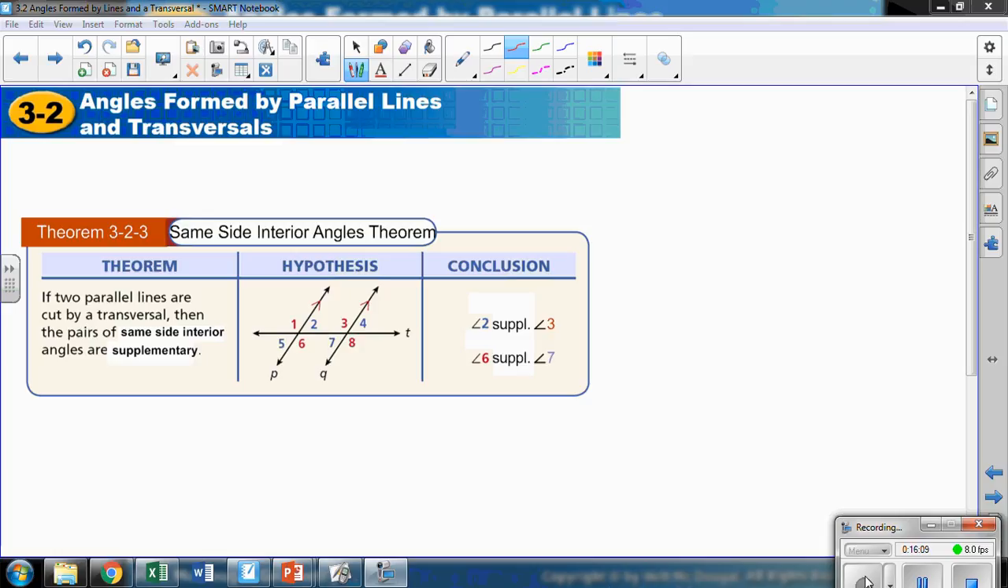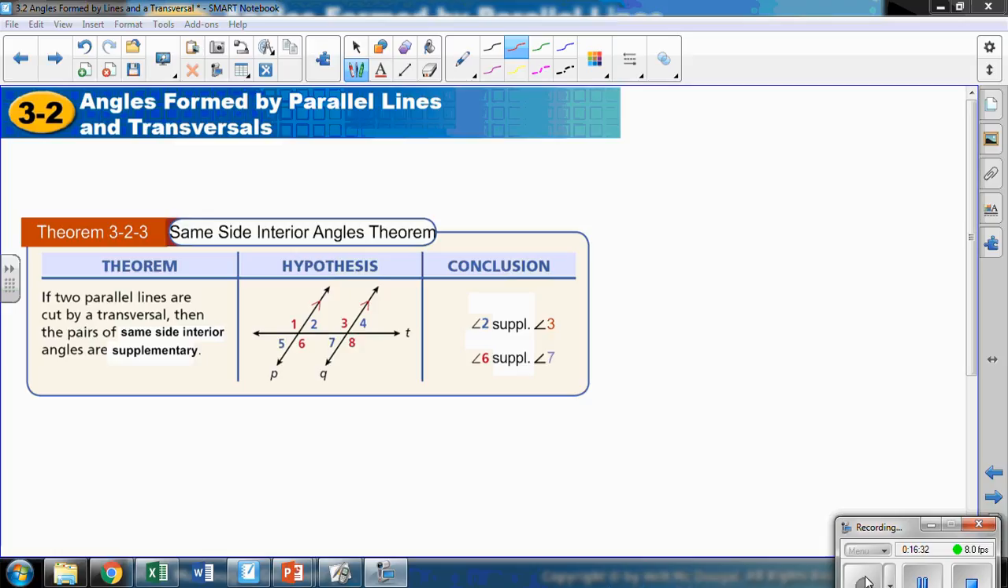We saw that corresponding angles will be congruent. We saw that alternate interior will be congruent. We saw that alternate exterior will be congruent. Simply following inductive reasoning, we would say, well, same side interior must be congruent too, because that's the pattern. Unfortunately, the pattern fails. Same side interior angles will not be congruent.